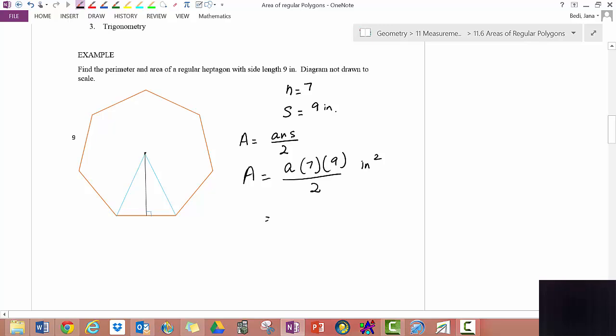So I see that I need to find the apothem here. Okay, so how do I find the apothem? This is the apothem. I know that the base is going to be divided into 2 congruent halves, and since the whole side length is 9, it's given to us, this is 4.5 and 4.5.